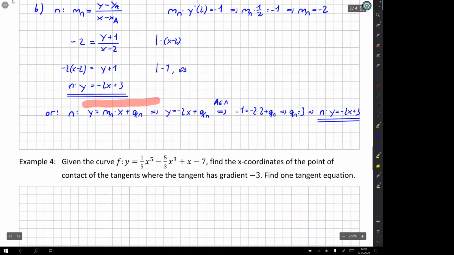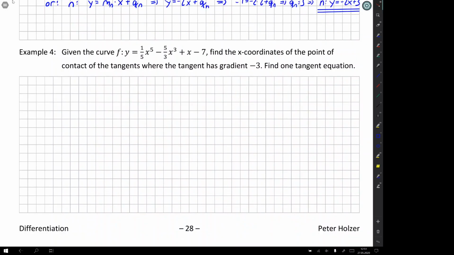Okay, let's look now at example 4. Try to solve that on your own. Stop the film. And here comes a first hint. Well, actually all that we're looking for is the x values for which the gradient of the curve is minus 3. So try that now on your own, and here comes the result.